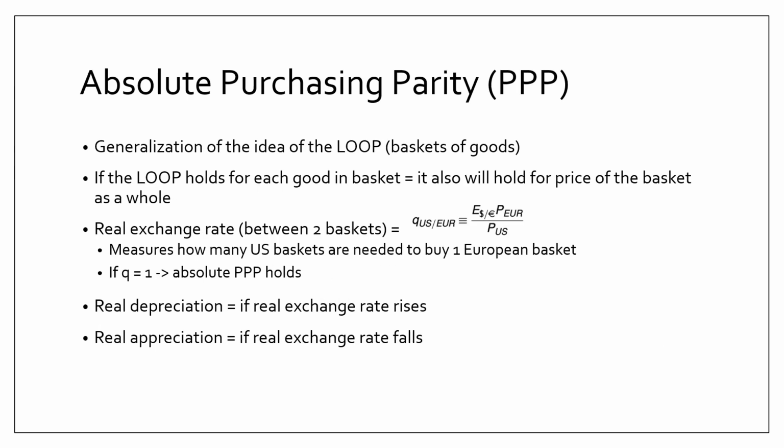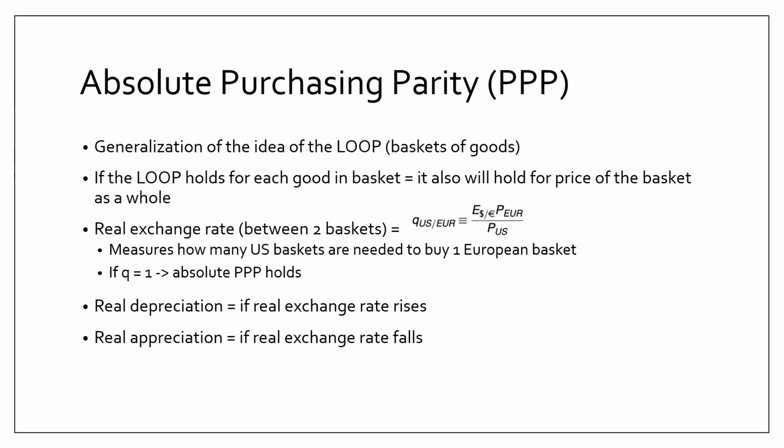Absolute purchasing power parity, PPP, is the generalization of the idea of the LOOP to a basket of goods. The price level P in each location is the weighted average of prices of all goods in a basket, using the same goods and weights in every location. If the LOOP holds for each good in the basket, it would also hold for the price of the basket as a whole.